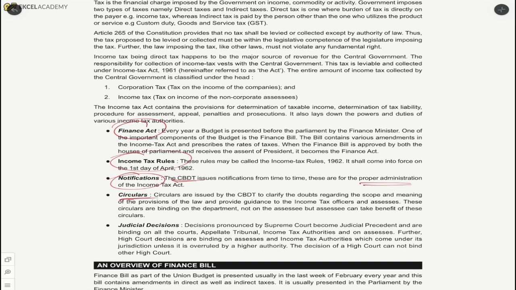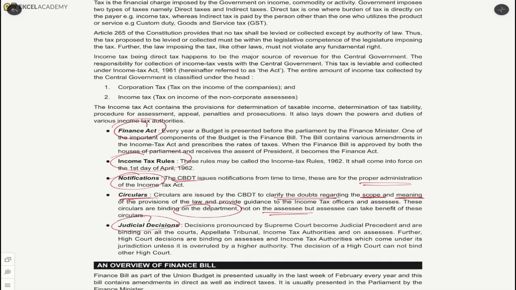Various circulars. These circulars act as a clarification if there are any doubts regarding the scope or the meaning of the provisions. So we can think of those circulars as guidance notes. Of course, what is most important here is these circulars are binding on the department only, not on the assessee. That means if the assessee thinks that the circular is against the interest of the assessee, the assessee can safely ignore it. Then we have judicial decisions.